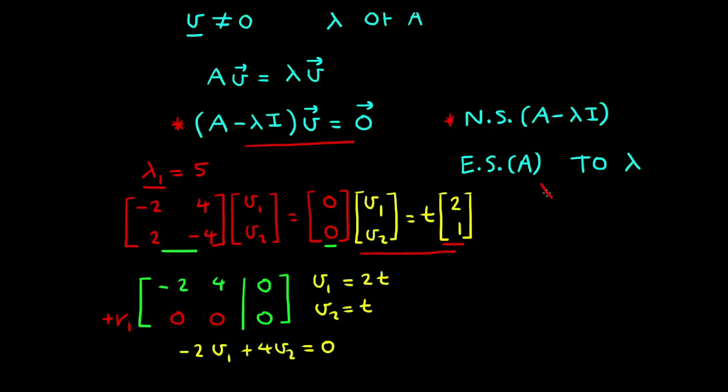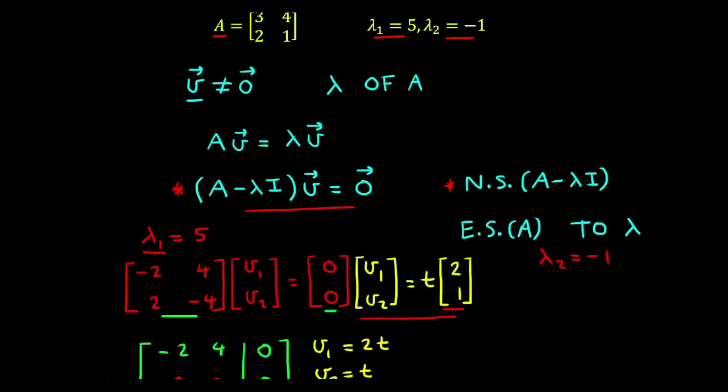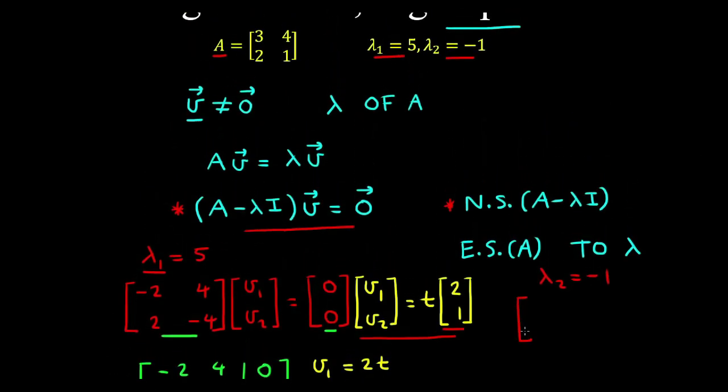Now for the other eigenvalue, which was minus 1, again we subtract lambda from the entries on the diagonal, so 3 minus minus 1 is 4, and 1 minus minus 1 is 2. And then the off-diagonal entries remain the same. So we have v1, v2 is equal to 0, 0.